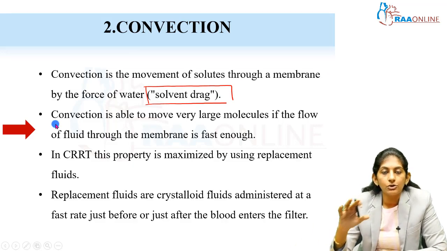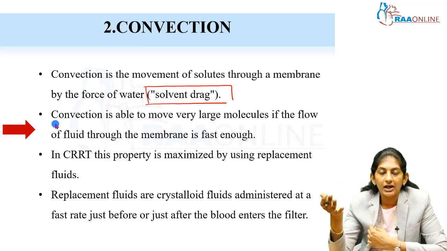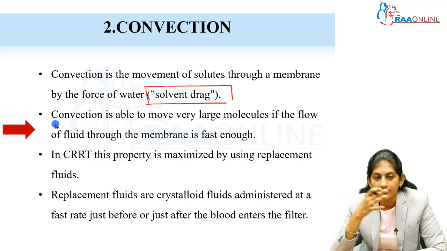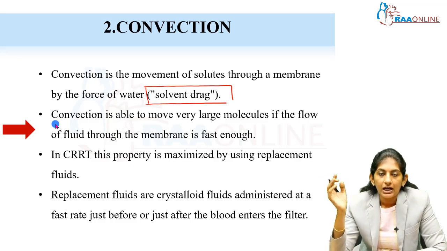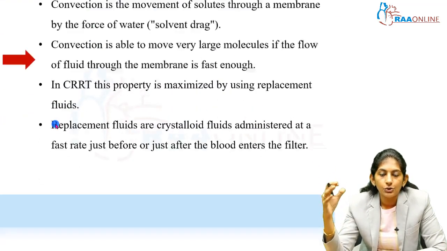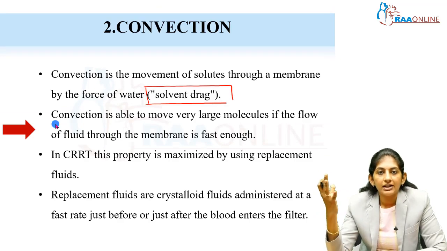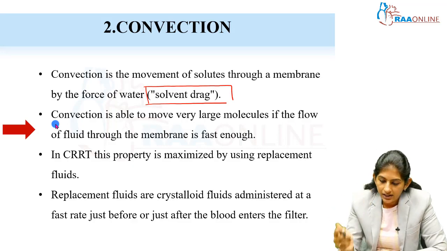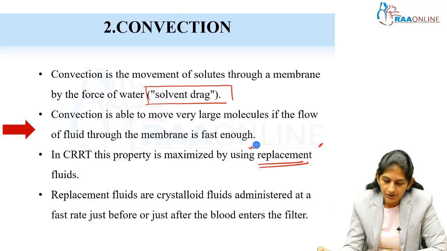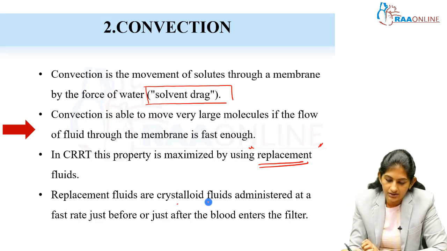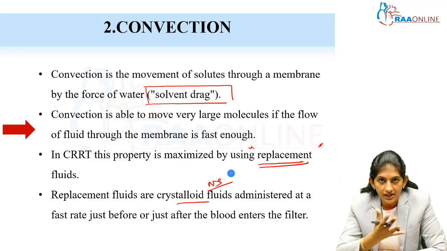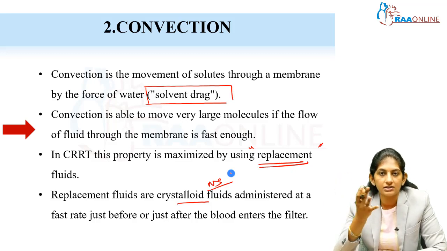So convection will be able to remove large molecules like your protein and middle molecules like all your sepsis and inflammatory mediators. So it is able to filter or move the large and middle molecules, if the movement is fast enough. In renal replacement therapy, to maximize this filtration, we add a replacement fluid. Replacement fluid is nothing but a crystalloid, which will be administered at a very fast rate once the blood enters the dialyzer or just as the blood is leaving the filter.